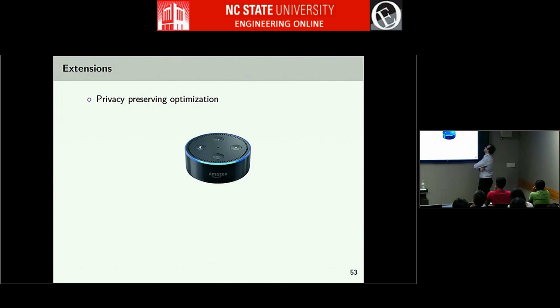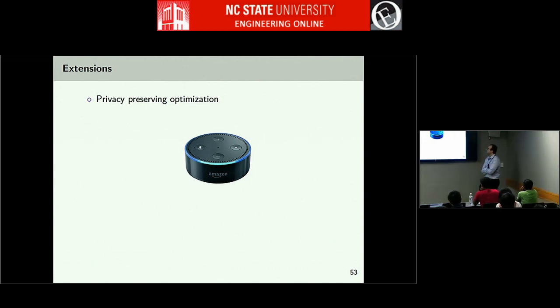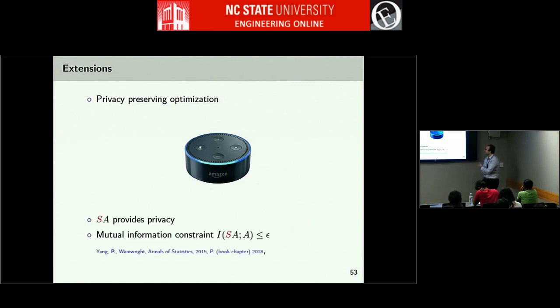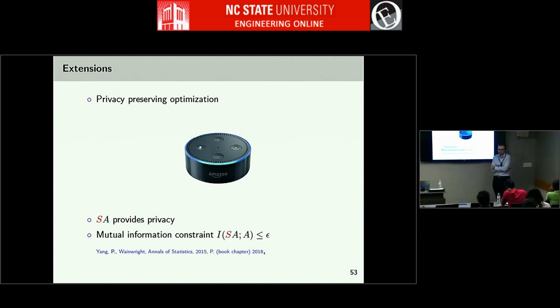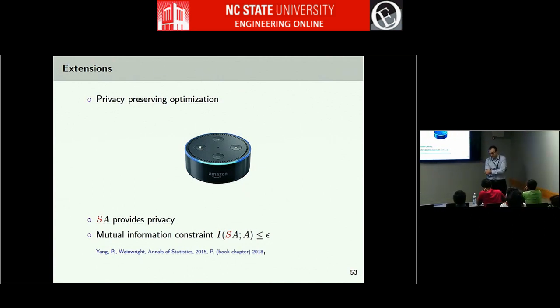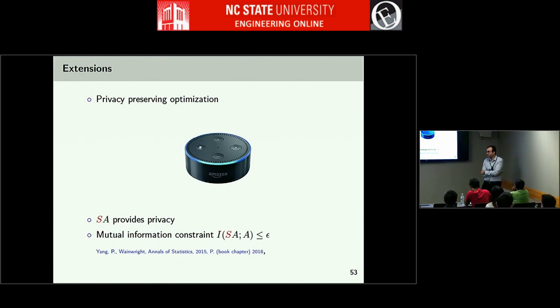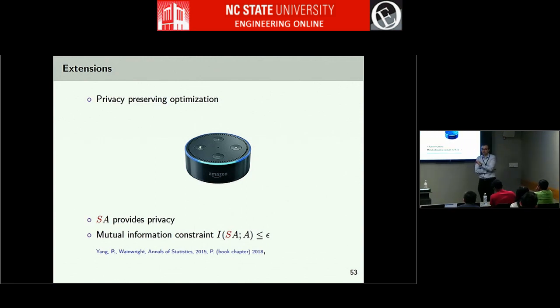So another place we are experimenting with is privacy-preserving optimization. If you have things like these smart home devices, they need access to certain data to give you recommendations, to make predictions. So they have to solve optimization problems to train their machine learning models. If you don't allow this machine to use the data itself, but the sketched data only, they will still be able to optimize, they will still be able to learn.